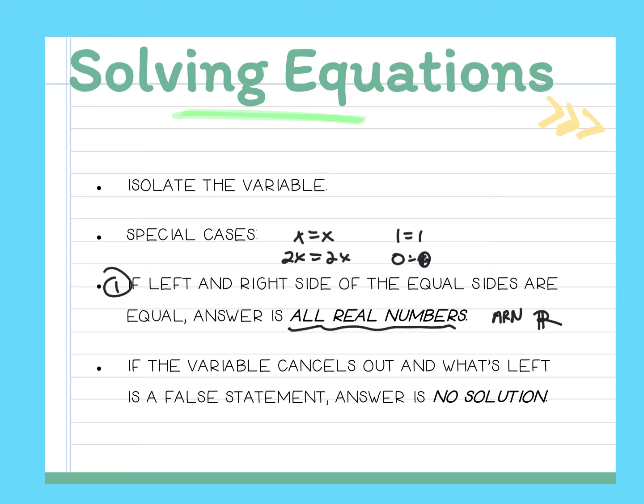If the variable cancels out and what's left is a false statement, then it's no solution. So a case like that would be something like 1 equals 0 or 5 equals 2, okay? If there's no variable left and what's left is a false statement, then it's no solution.